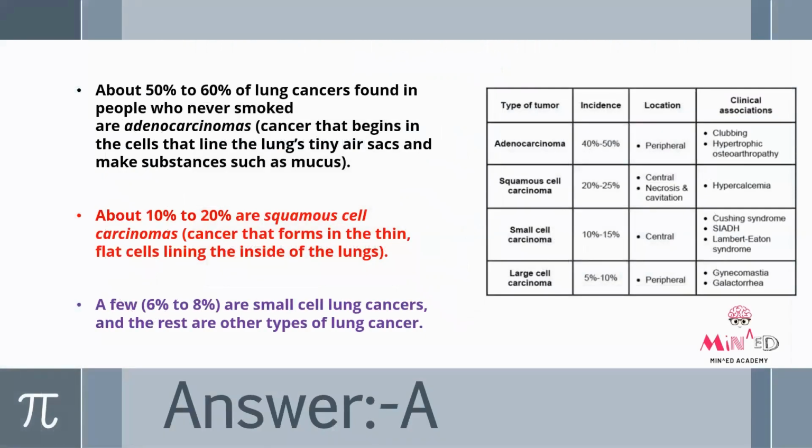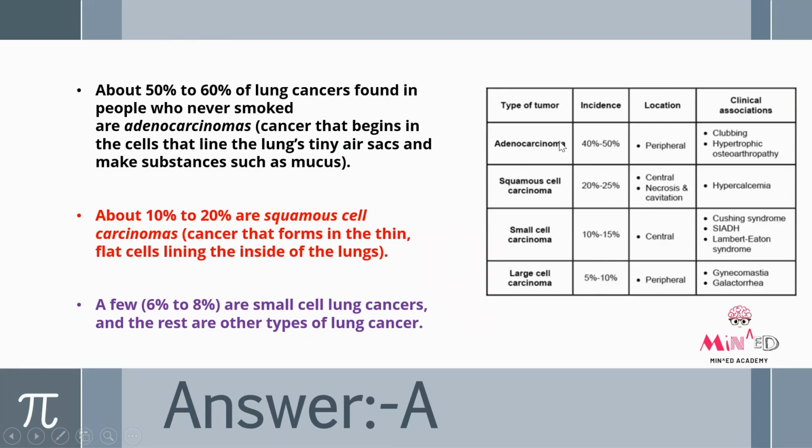Now we'll see why it's adenocarcinoma. About 50 to 60% of the lung cancers found in people who never smoked are adenocarcinomas. That is cancer that begins in the cells that line the lungs' tiny air sacs and makes substances such as mucus. About 10 to 20% are squamous cell carcinomas, which is cancer that forms in the thin flat cells lining the inside of the lungs, and a few, that is 6 to 8%, are small cell lung cancers, and the rest are other types of lung cancer.